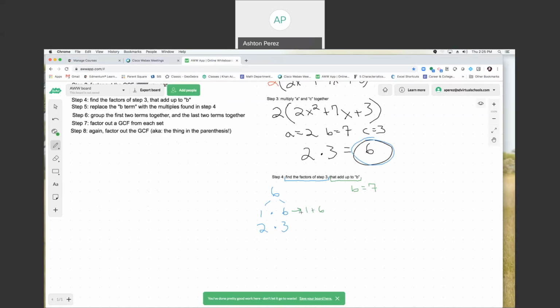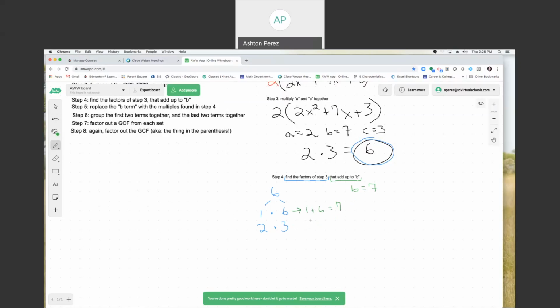If we added these two factors, or these two multiples, we do get our 7. Boom. So that's good. Even if, let's just pretend we didn't get what we wanted, if we did 2 plus 3, well, that doesn't work out, right? It's 5. So we can't use that. So that's kind of how you're going to do the add up to b part.